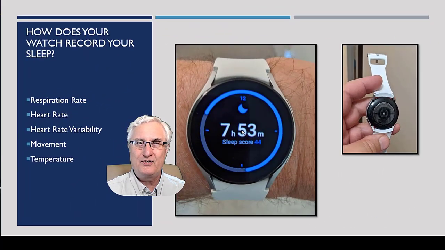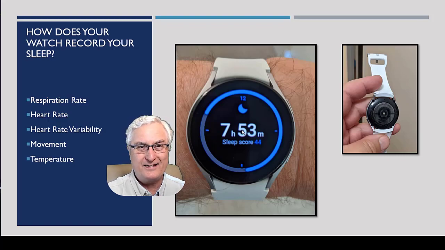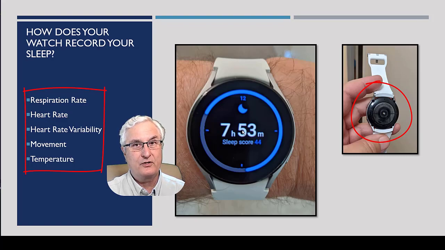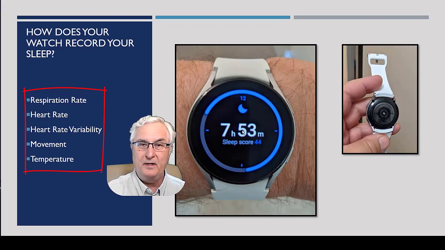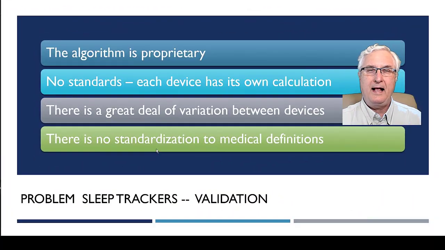So how does a watch do that? Certainly when you wear your watch overnight and it tells you all these sleep things, it's not having all that stuff stuck all over you. It's doing it through the sensors in the back of the watch. Now, what do these sensors measure? Well, they measure your respiratory rate, heart rate variability, movement, and temperature. Those are the basic sensors that we have in the back of our watch, and both the Fitbit Sense and Galaxy Watch 4 have. So how does it take that information and tell you what your brainwaves are doing?